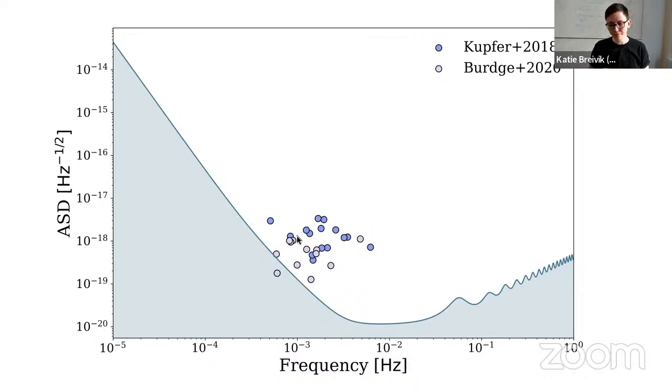We call these verification sources because once LISA turns on, with like a month of detector time, you can pick out these systems specifically and say, we know that LISA is working exactly as we expect because we have predictions and we can verify them.